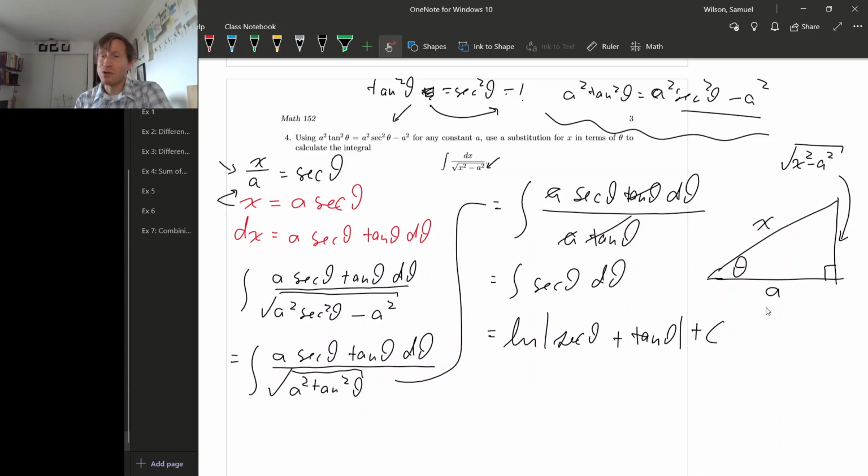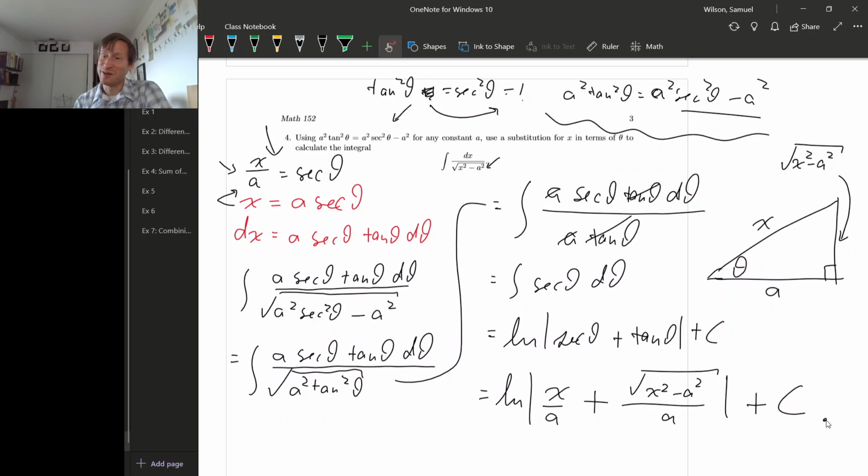And now we can use this triangle to evaluate these trig functions. So natural log, absolute value, secant theta. So secant theta is hypotenuse over adjacent, so x over a, right, which really is just the substitution up here, plus tangent theta, and tangent is opposite over adjacent, so square root x squared minus a squared over a, plus a constant. There we go, we're done.